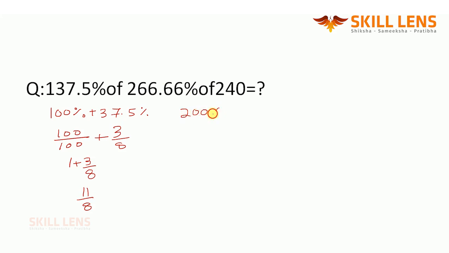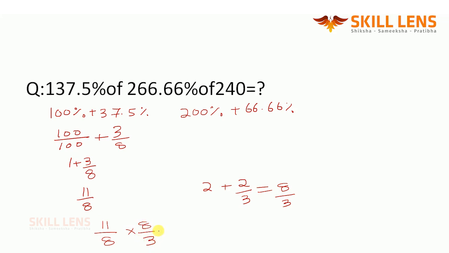266.66%. Can I split that value as 200% plus 66.66%? Yes. 200% is 2. 66.66 is what? 2 by 3. 3 2s are 6, 6 plus 2, 8. So can I write this whole value as 8 by 3? So I can take this value as 11 by 8 into 8 by 3, of means again a multiplication, which is 240.